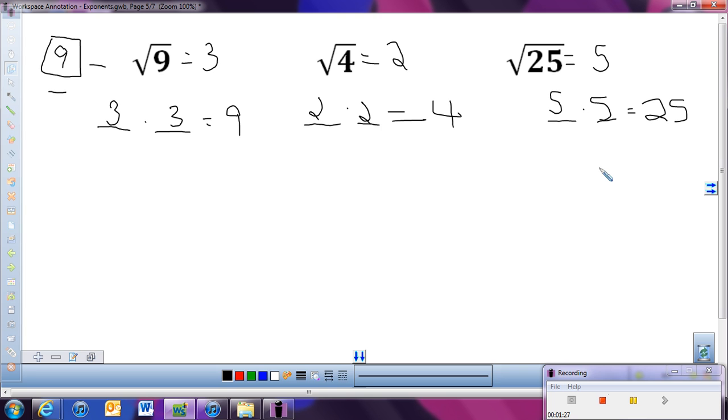So this has been just kind of an introduction to exponents, looking at how to multiply them, how to find exponents, how to divide them, and also how to find a square root.